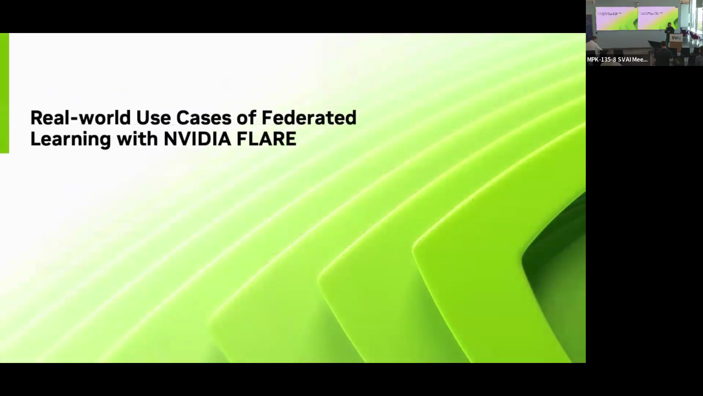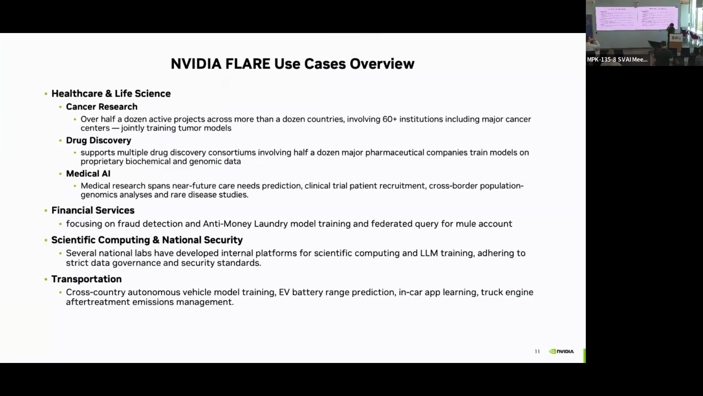Okay, this is the part I want to show you. We've talked about the technology quite a bit, so who has been using them in the real world? FLARE has been used in quite a number of places. The majority are in healthcare and life science, particularly cancer research and drug discovery, and in some cases, in the near future, needs prediction and clinical trial operation. But the majority focus on cancer and drug discovery. The next category is financial services, mostly focused on anti-money laundering or fraud detection.